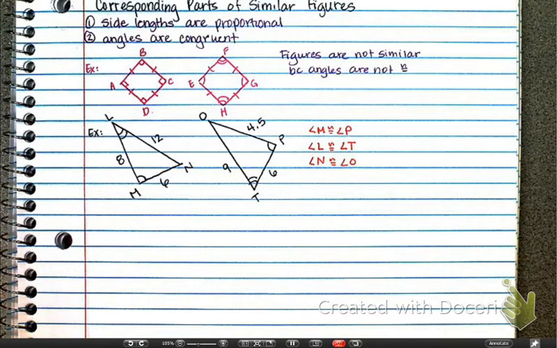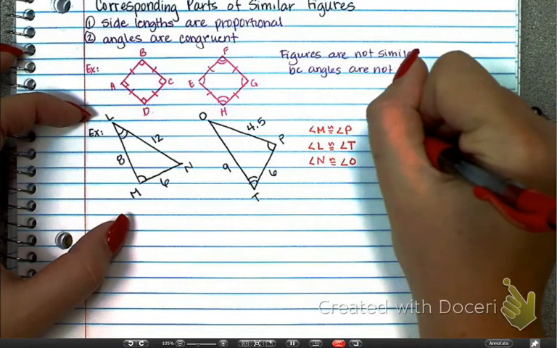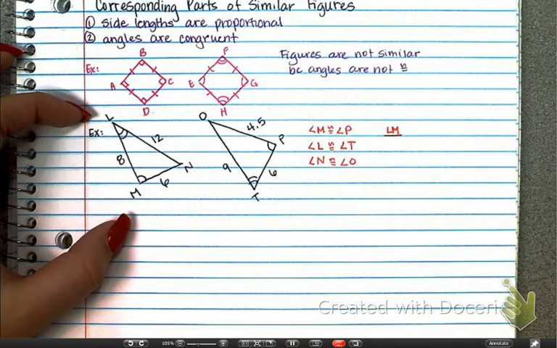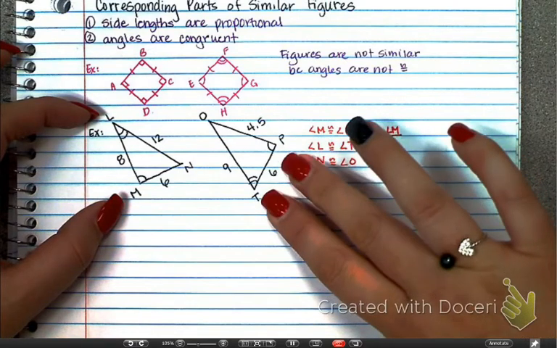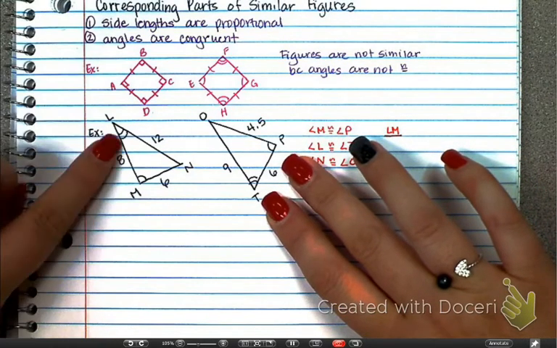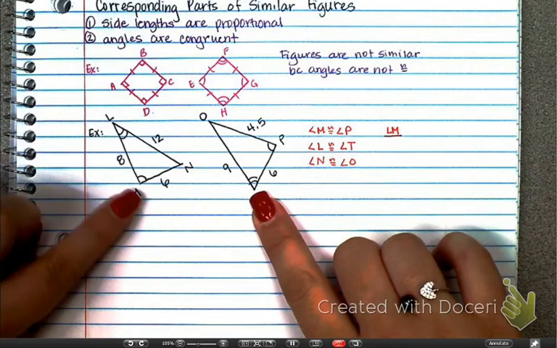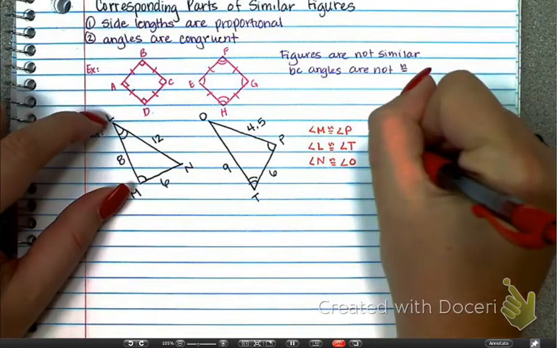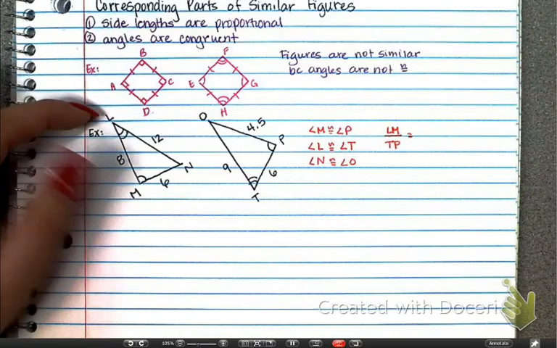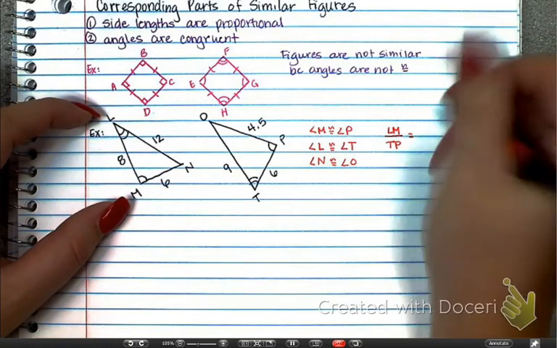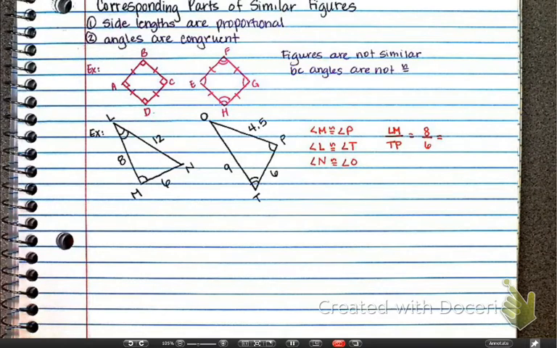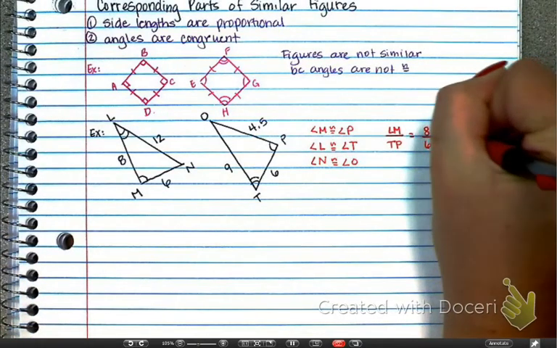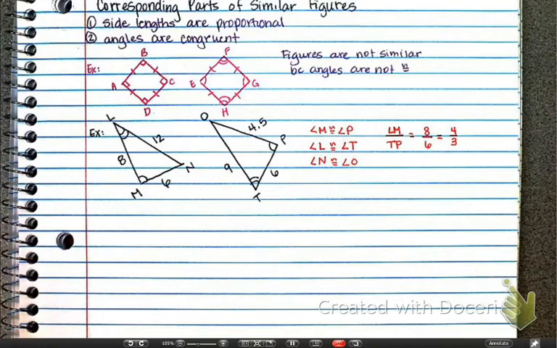What else do we have to show? All the sides are proportional. So what side matches with side LM? LM matches with TP. What you have to look for, here I have a double arc, so I have to start at the double arc. I go to the single arc, I end at the single arc. So LM is going to be proportional to TP. What is the length of LM? 8. And what's the length of TP? 6. And what does that reduce to? 4 over 3. So that's my scale factor, but it's also showing whether the sides are proportional.